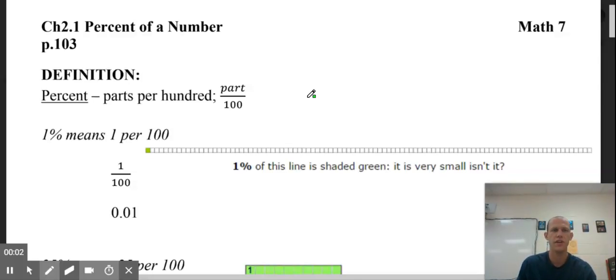Hi everyone, Mr. Neighbor here, and today we're going to get into percents. So, percent of a number. The definition of percents, there's actually two of them. And the first one that we talk about is a percent is a part of 100.